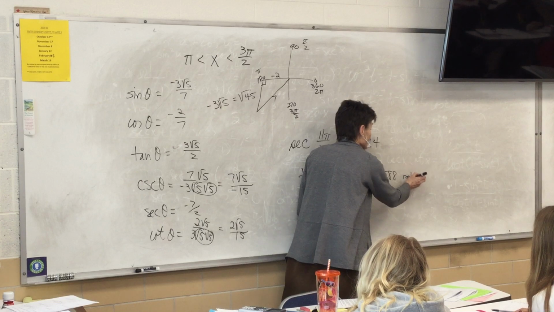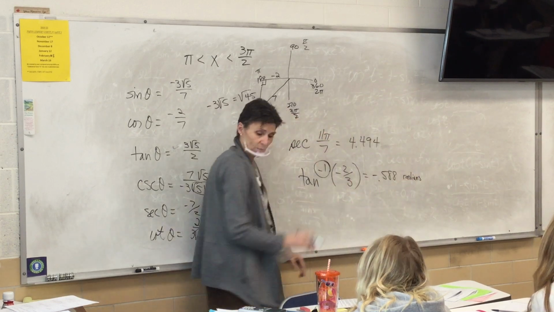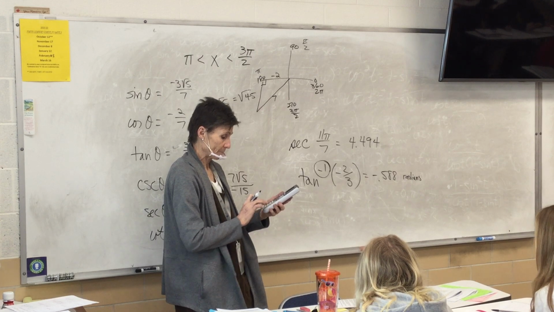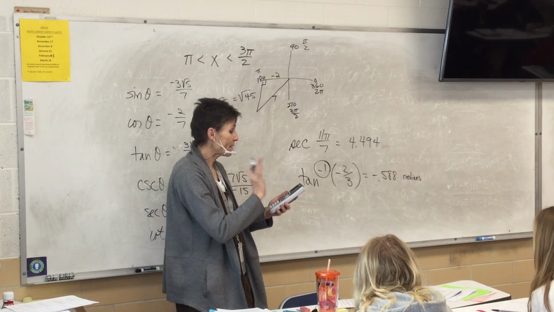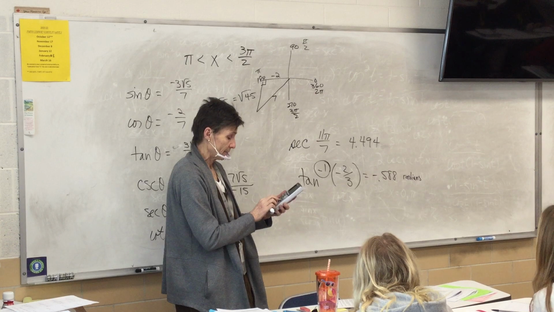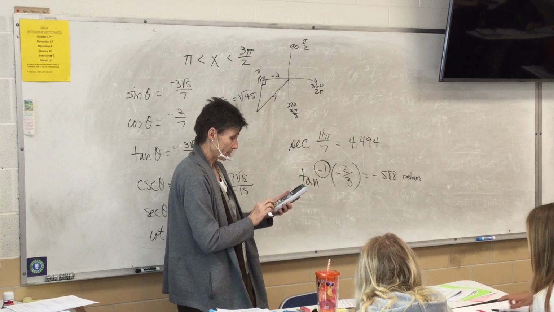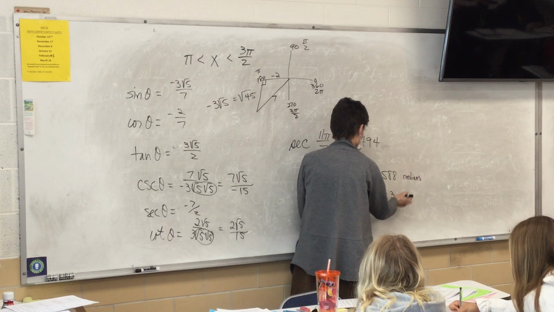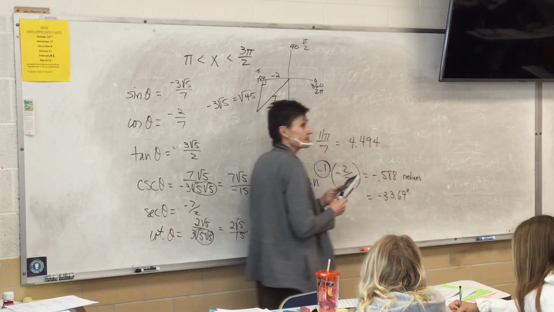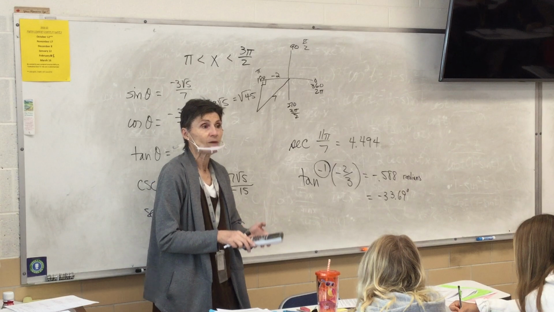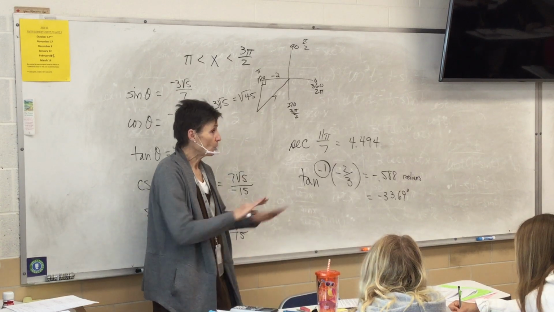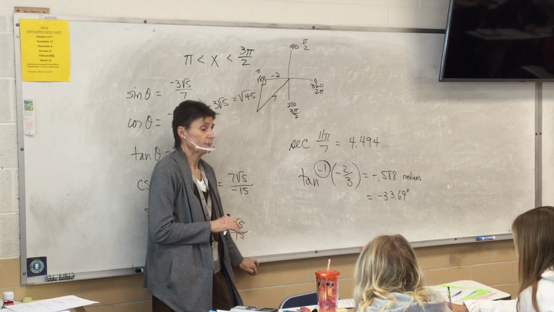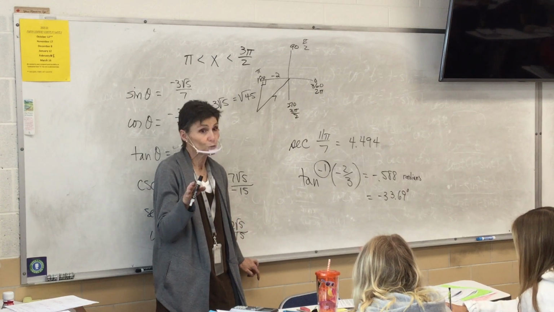Now, could I have done the problem in degrees? Absolutely, but I would get a different answer. It doesn't matter which one you do it in. It could be radians or degrees. If you do it in degrees, it's negative 33.69 degrees. And either one is fine. They're both totally fine. Just remember that your calculator's going to spit it out in whatever mode you're in.